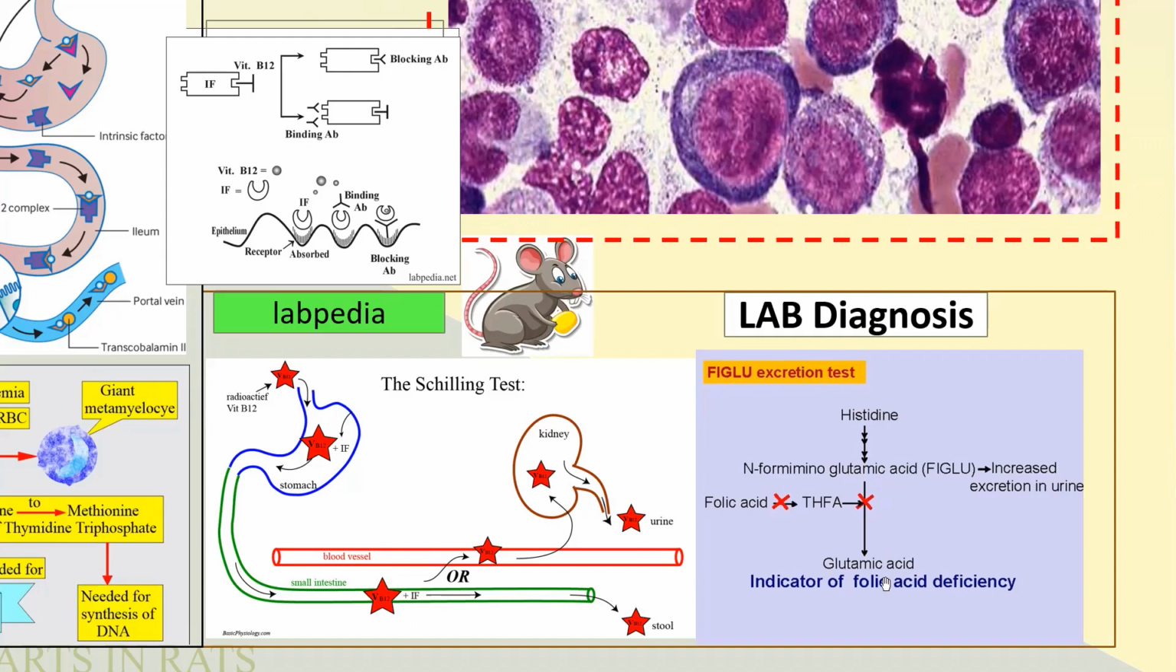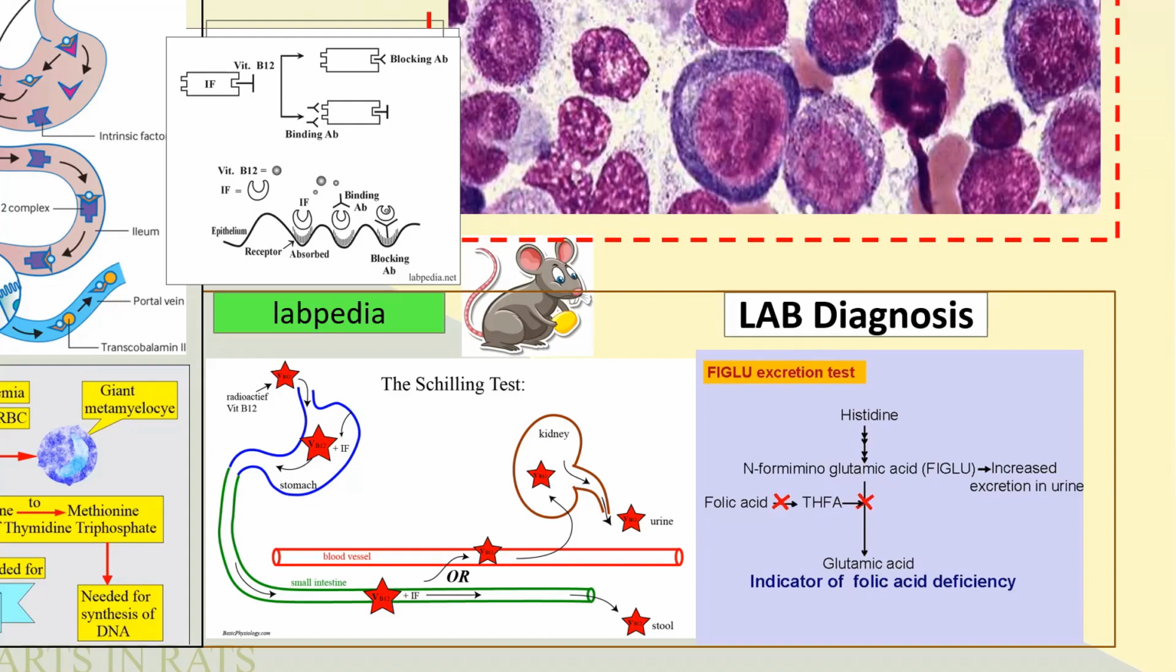Histidine is converted to glutamic acid and it is normally excreted. But what will happen is folic acid is essential for the conversion of histidine to glutamic acid. When there is a deficiency, there will not be the production of tetrahydrofolic acid and there will be a reduction in the glutamic acid. So the intermediary product, FIGLU, will be excreted in the urine, and that is diagnostic. Have these two things in mind.